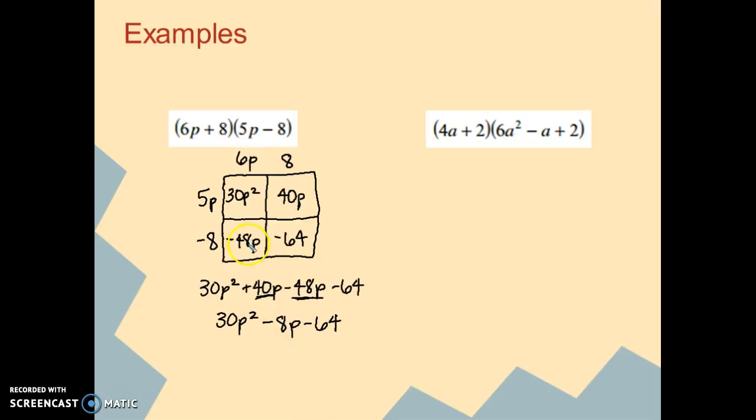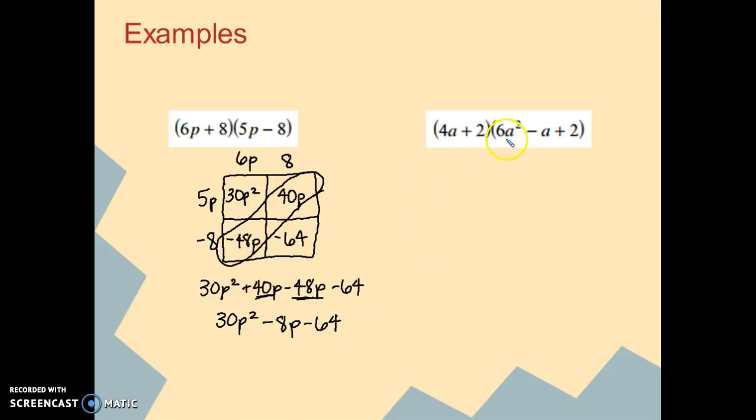If you notice, you have like terms diagonally. Sometimes, in some cases, not as common, you won't have any like terms, but if you do, they're always going to be diagonal. So you could skip this step of writing them all out and combine them when you write your final answer.